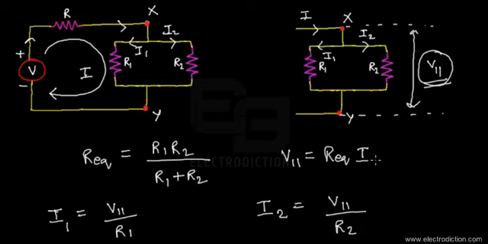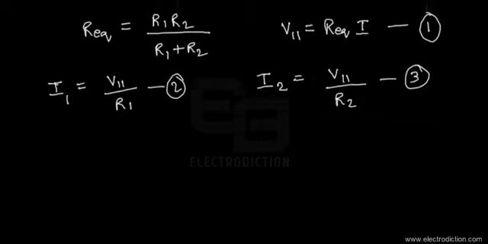Now if we just number these relationships that we obtained over here, let's say this one be known as relationship number 1, and this one be known as number 2, and over here this one be known as number 3. Fine, so let's just pull down the page a bit. Okay, so now if we need to find the exact value of I1, then we need to substitute the value of V parallel that we obtained in relationship number 1. So putting 1 in 2, we'll get R equivalent multiplied by I divided by R1.